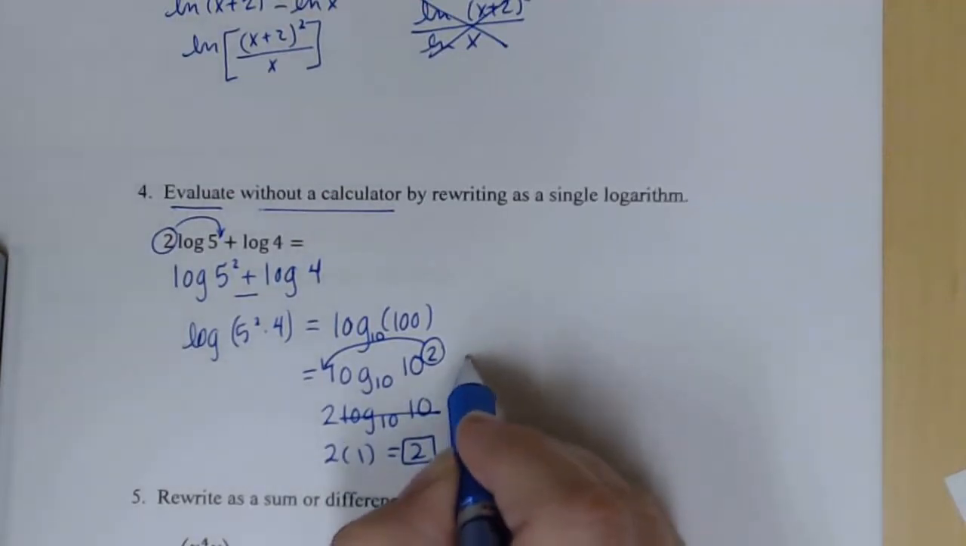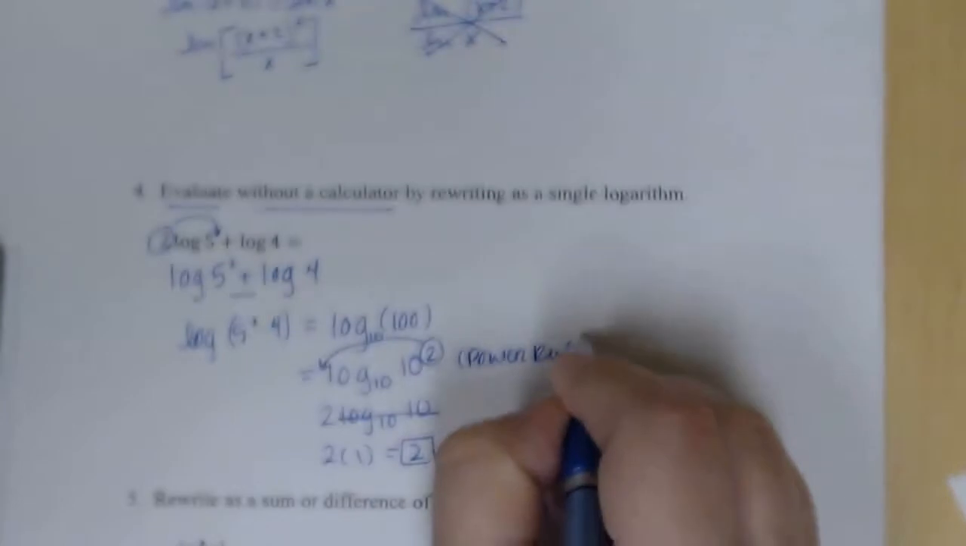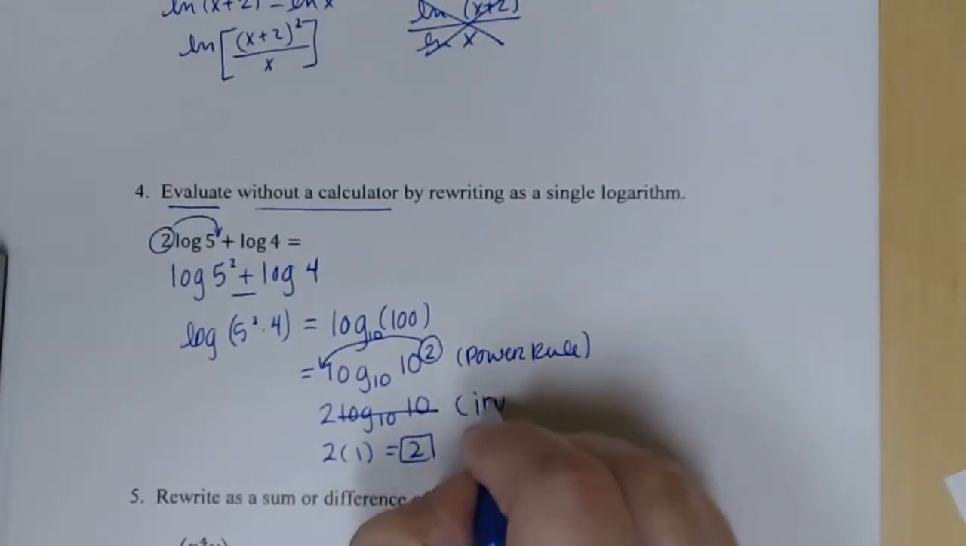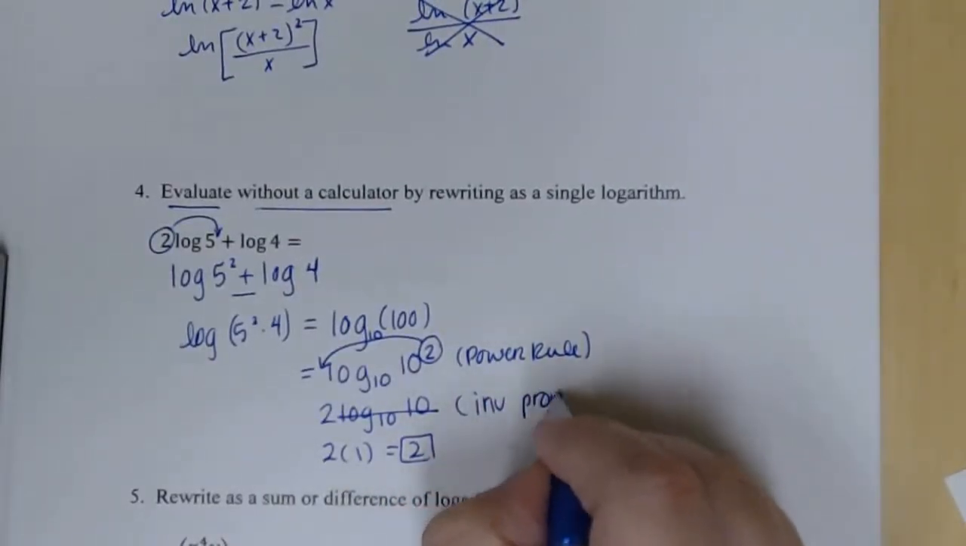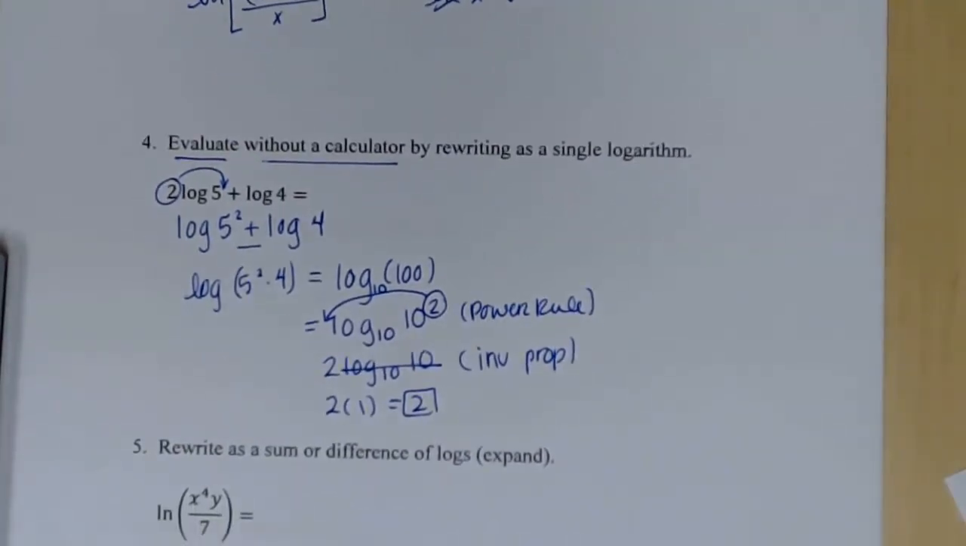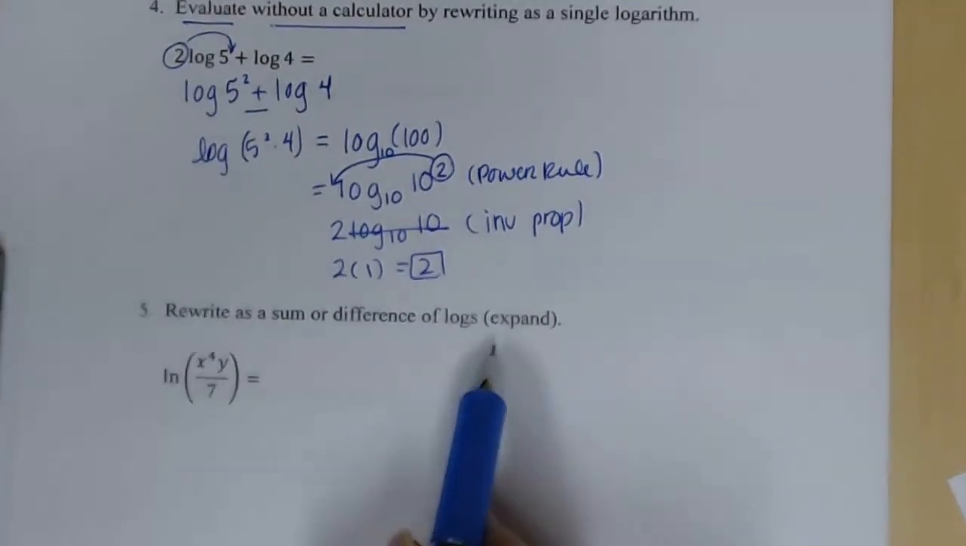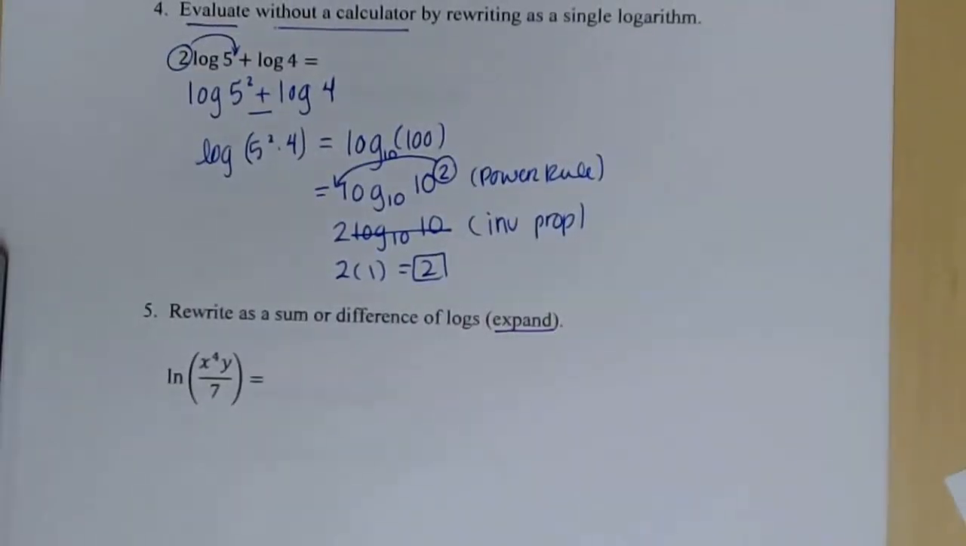So this right here, this is your power rule again. But this right here was your inverse property. So make sure you're working on the homework as you're completing these lectures and you're understanding each piece, because we're in 4.3. You've got to be aware of 4.1 and 4.2 to help you along with that. Next one says rewrite as a sum or difference of logs. So we're going to expand this one out.